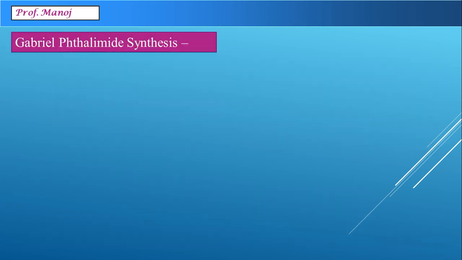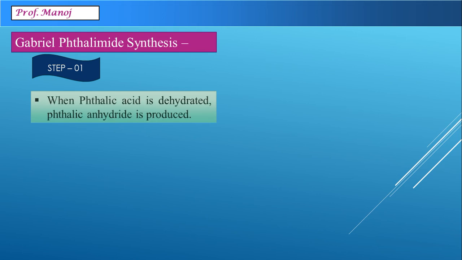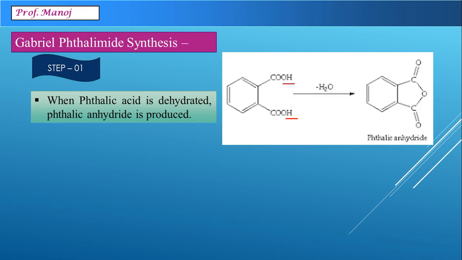Let us begin with the next method called Gabriel phthalimide synthesis. The thing is, what is first of all this phthalimide? Let us understand that first. Phthalic acid, when dehydrated, it produces phthalic anhydride. You can see in the equation, phthalic acid is benzene ring with 2 COOH groups on ortho positions. As marked by the red lines, you can see that OH and H go away as water and phthalic anhydride is obtained.